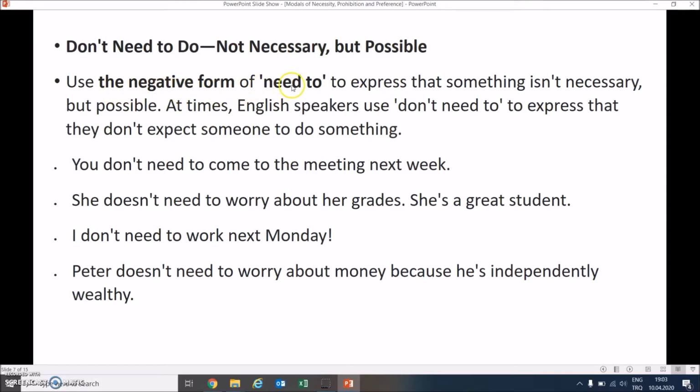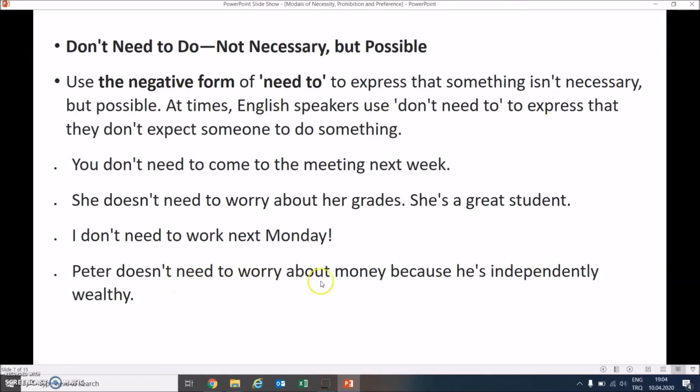Use the negative form of need to express that something isn't necessary but possible. At times, English speakers use don't need to express that they don't expect someone to do something. Again, don't need to and don't have to, they are similar. You don't need to come to the meeting next week. She doesn't need to worry about her grades. She's a great student. I don't need to work next Monday.